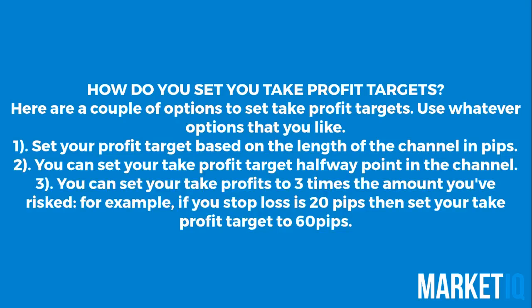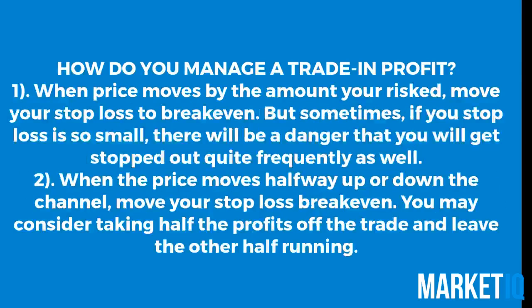Next, you could take profit 3 times on the amount at risk. For example, if your stop loss is 20 pips, then set your take profit at 60 pips. Now, what's the best way to manage a trade once you're in a channel? There's a couple different ways to do this as well. When price moves by the same amount you risk, move your stop loss to break even.